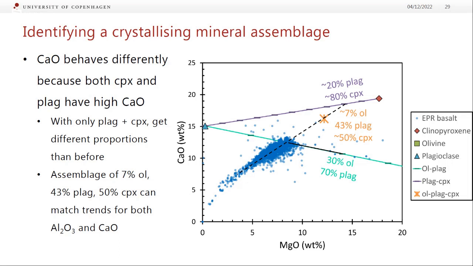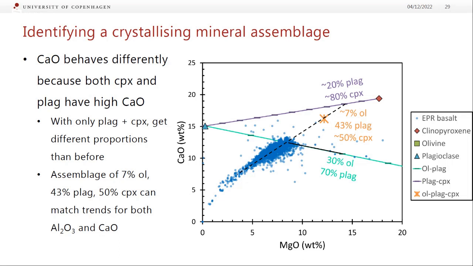But actually, if we back project along this trend, we hit that same point with 7% olivine, 43% plagioclase, and 50% CPX. So that's kind of our answer, is we do need olivine crystallizing at this point. Yes? How did you know to stop it somewhere in the middle there? Yeah, I'll get onto that because I cheated a bit.